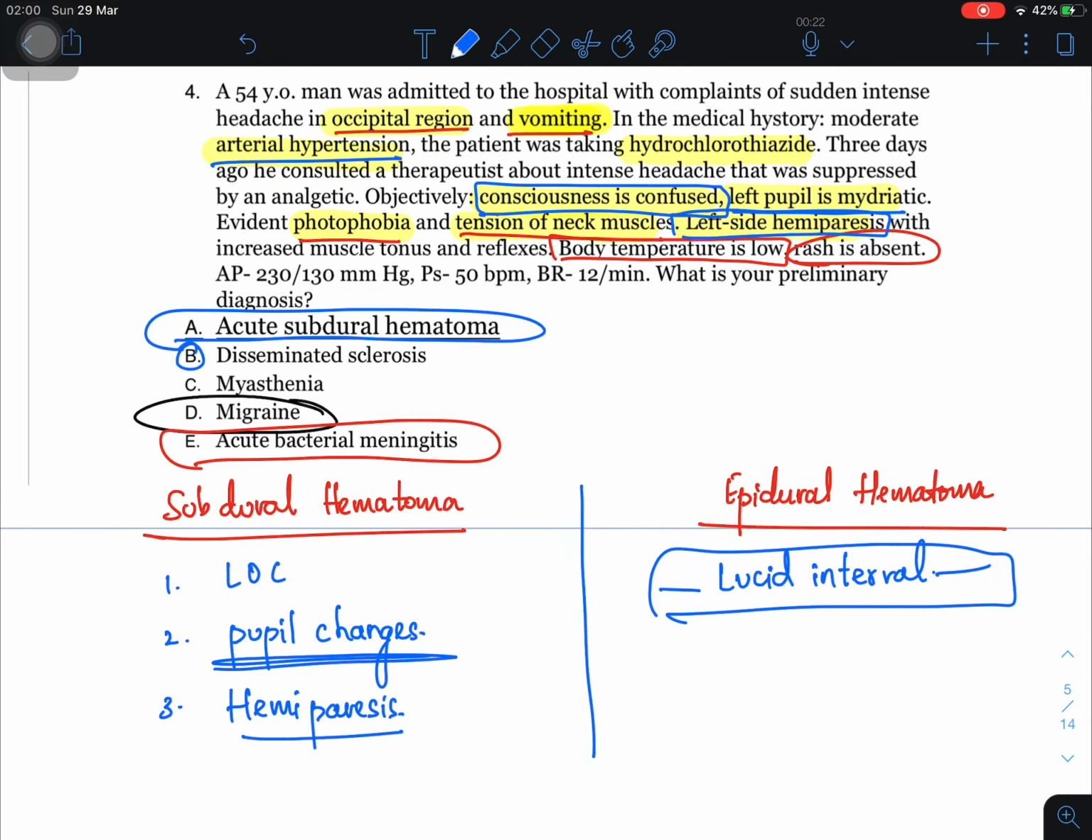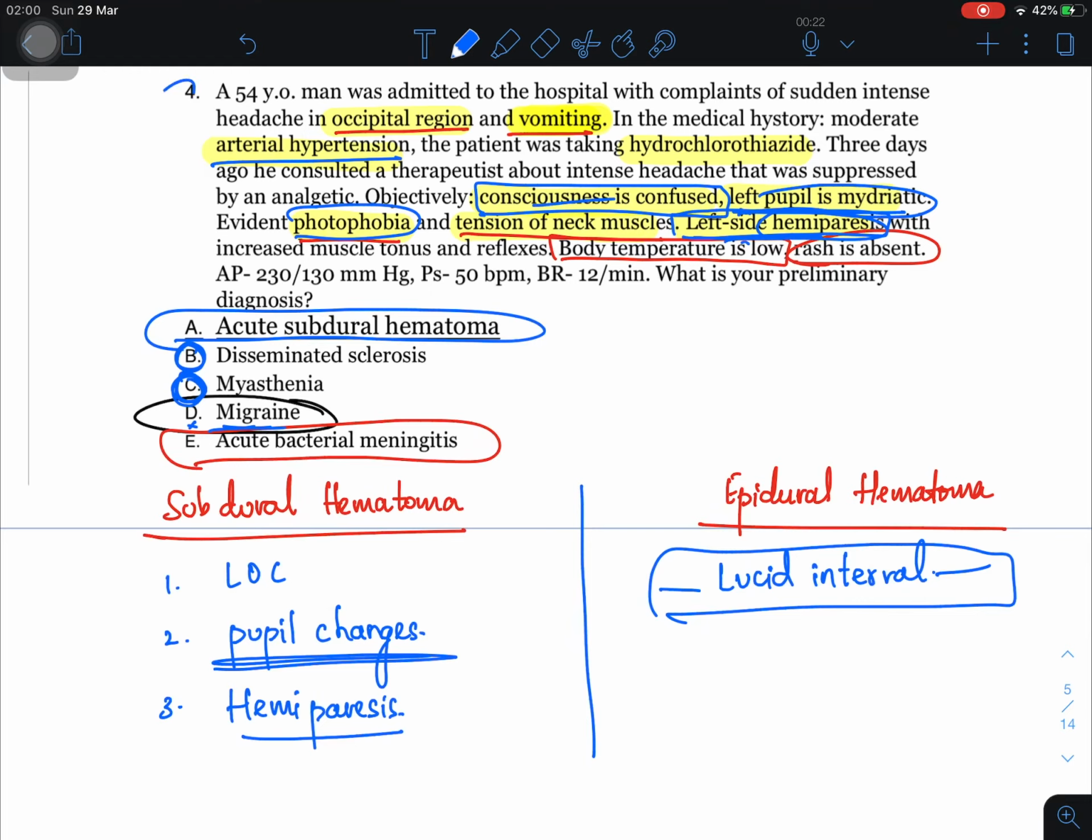Next thing is disseminated sclerosis. Most probably disseminated sclerosis means scleroderma, which we'll be discussing in the subsequent questions in great detail. Myasthenia, as I told you, has no tension of neck muscles, no pupillary changes, no hemiparesis, and photophobia doesn't happen in myasthenia. Myasthenia mainly affects the skeletal muscles, not even the smooth muscles. It is not migraine either, because in migraine we haven't seen pupillary changes, hemiparesis, or loss of consciousness, right?